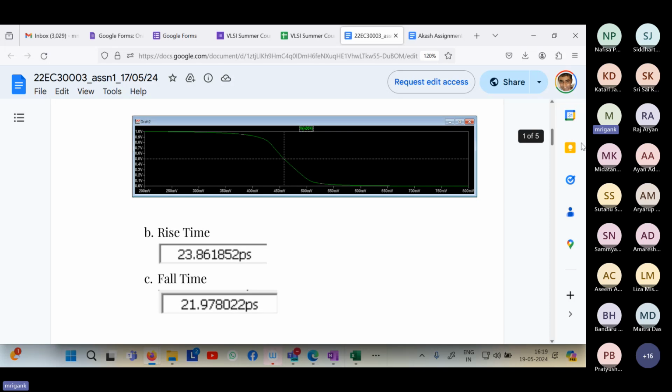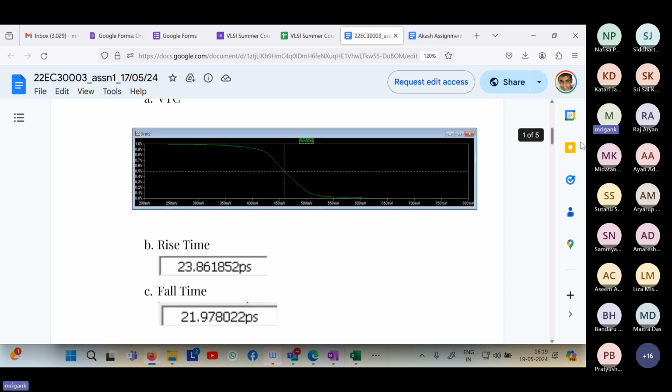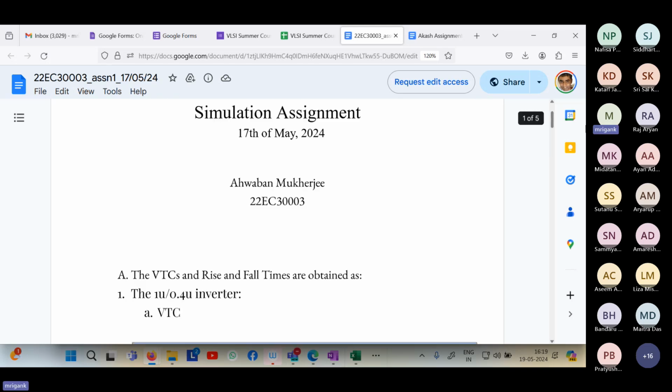And that may be because of the input rise time and fall time. What is the input rise time, fall time? 50 picosecond you had used, right? What is the input rise time, fall time you have used? You people have used?